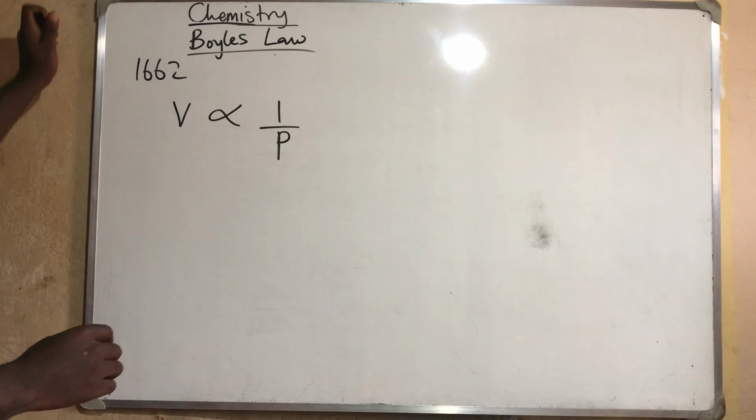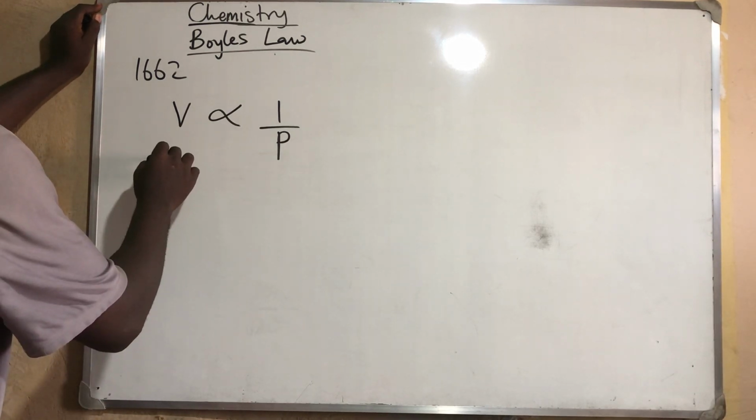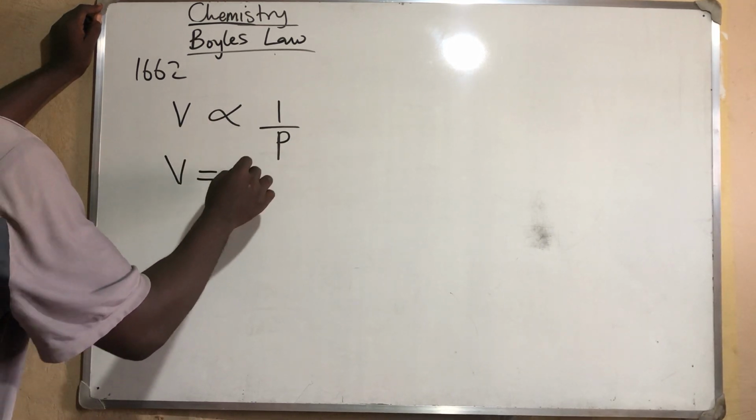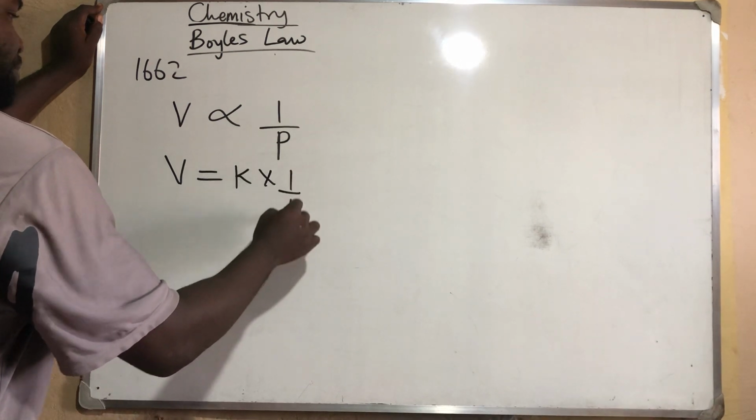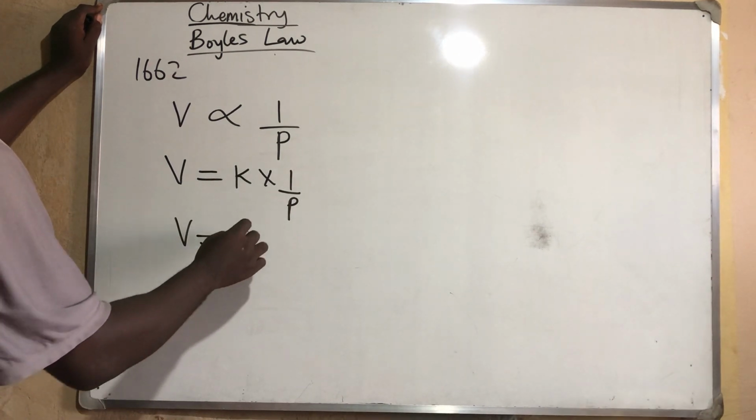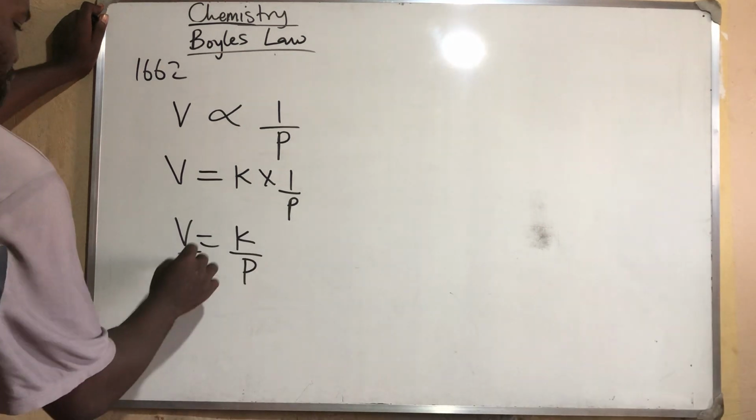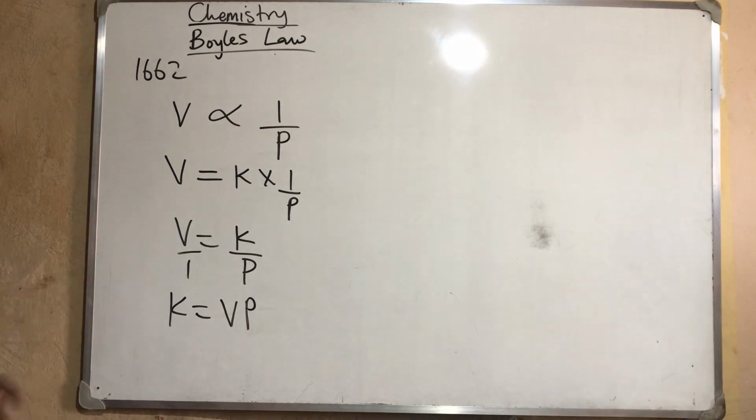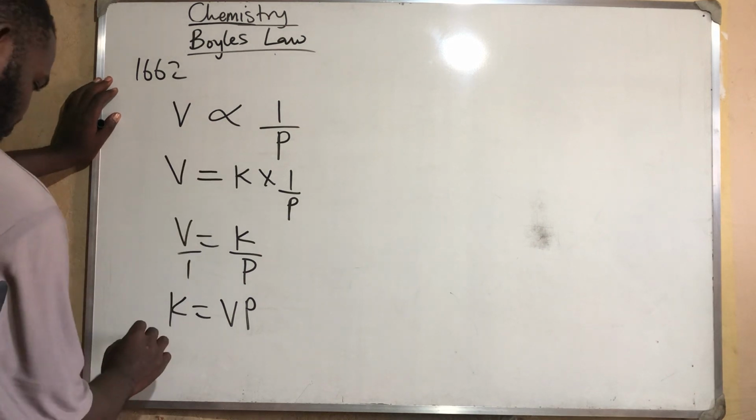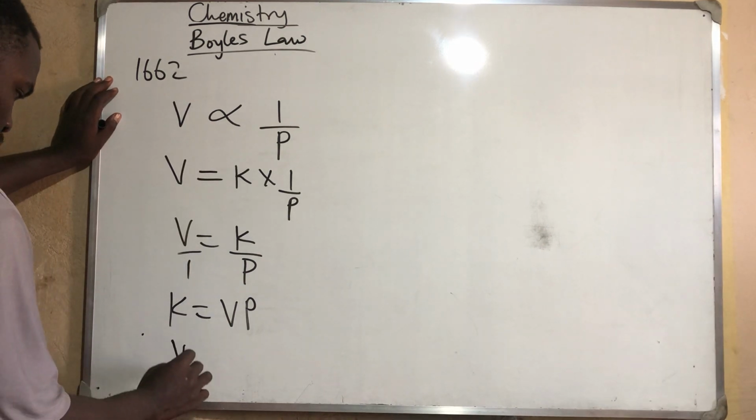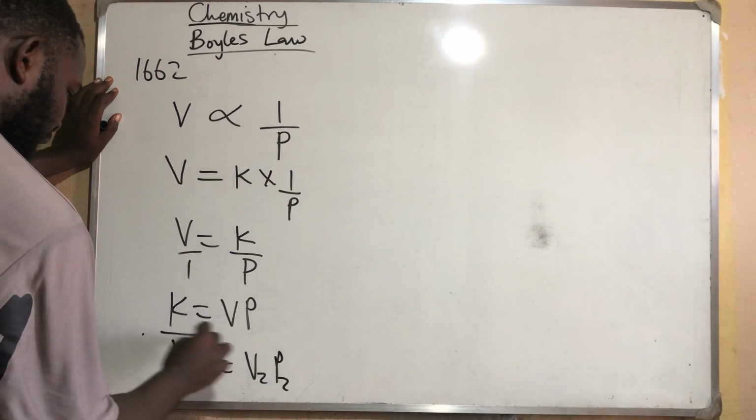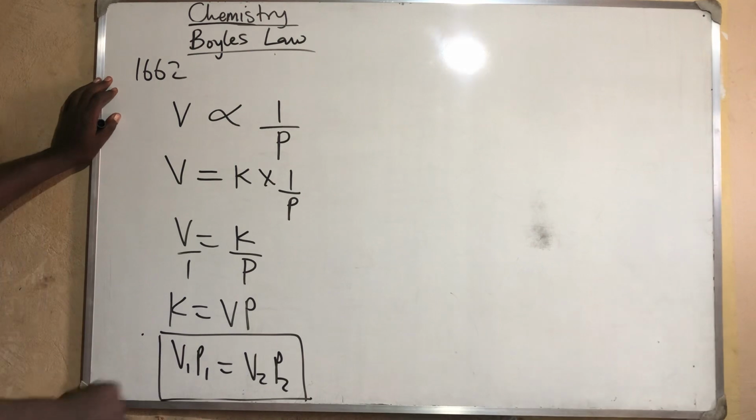Okay, so now what do we have? That volume V, if you want to remove the proportionality sign, you bring in a constant. Volume is equal to K times 1 over P. So volume is equal to K over P. If you cross multiply, you will see that K is equal to VP. All right? K is equal to VP. So from here you can have that V1 P1 is equal to V2 P2. This formula is very, very important.